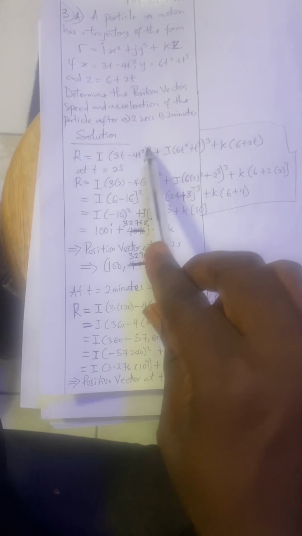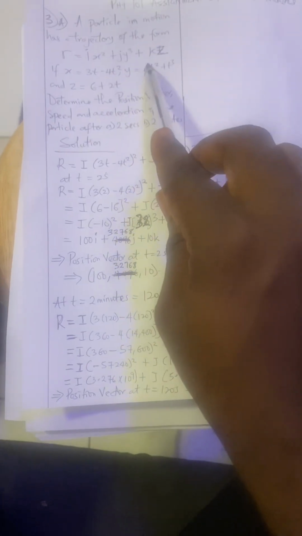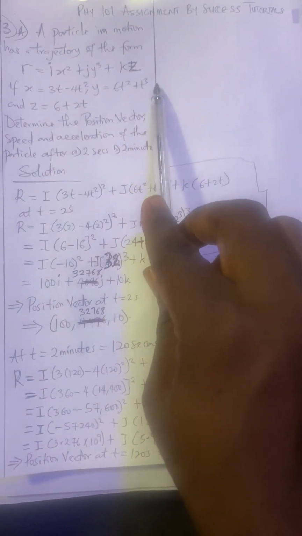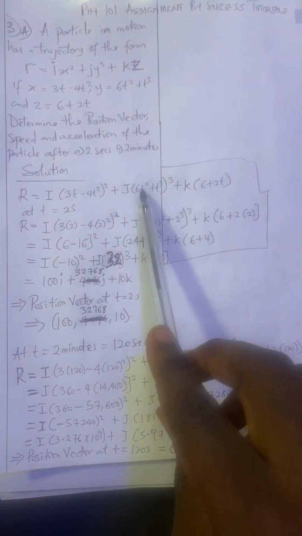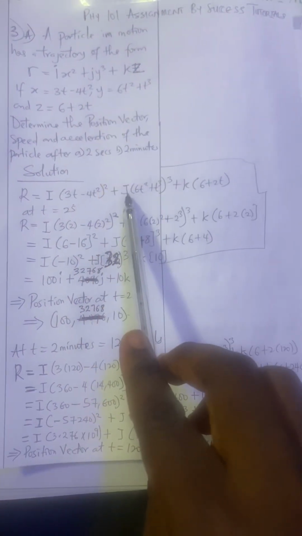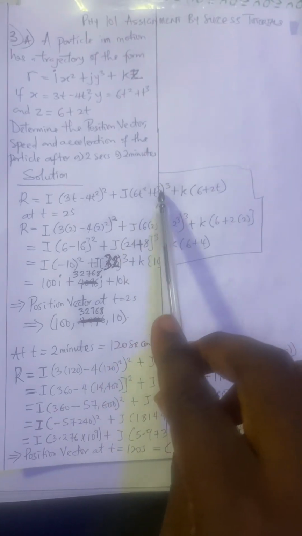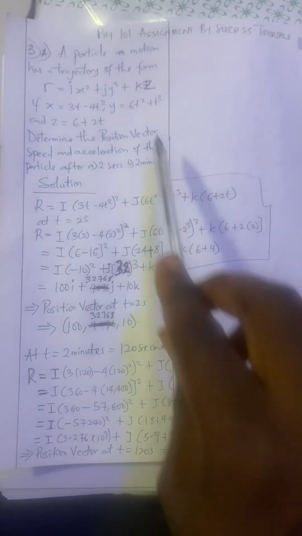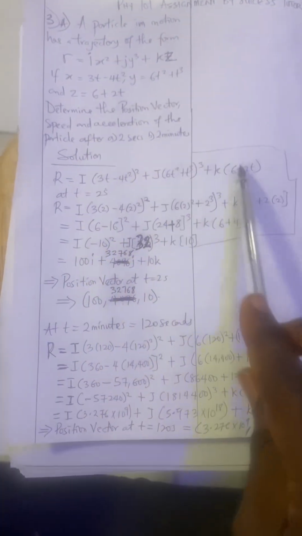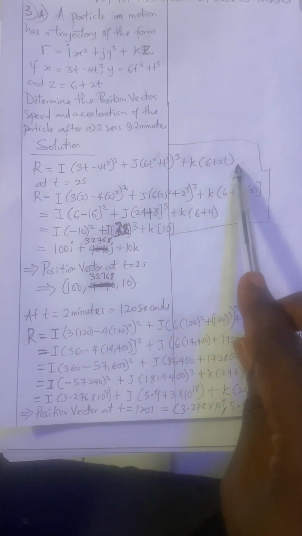Watch. You see r, right? R equals i, instead of ix squared, is now i, what's x? 3t minus 4t squared. So I put 3t minus 4t squared, all squared, because x is squared, plus j. If you look at the main question, it is jy raised to power 3. And what's y? 6t squared plus t raised to power 3, right? So instead of jy raised to power 3, I put j, 6t squared plus t raised to power 3, all raised to power 3. And instead of kz, z is 6 plus 2t, so I put k, 6 plus 2t.